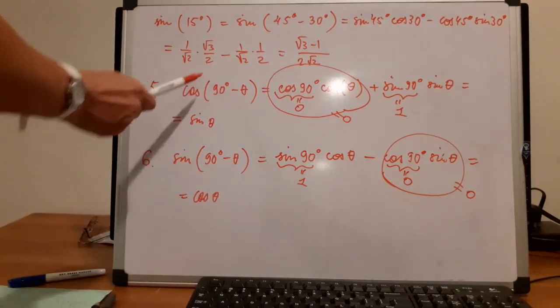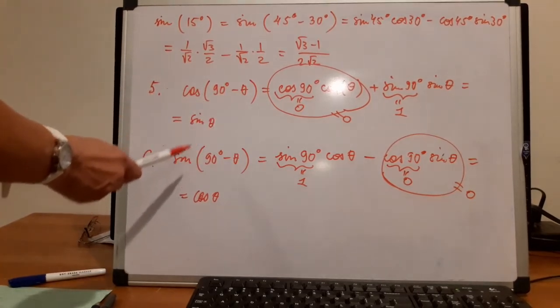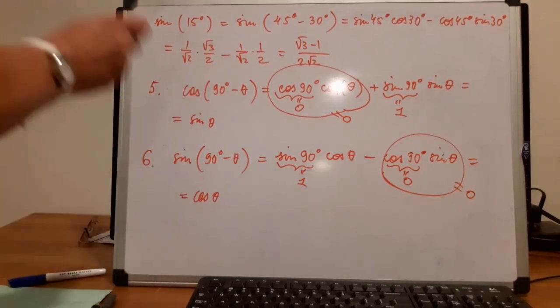Nice symmetrical result for sine and cosine. Cosine of 90 minus theta is sine, and sine of 90 minus theta is cosine.